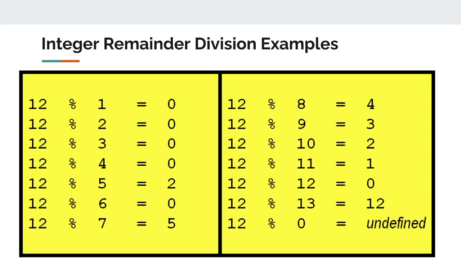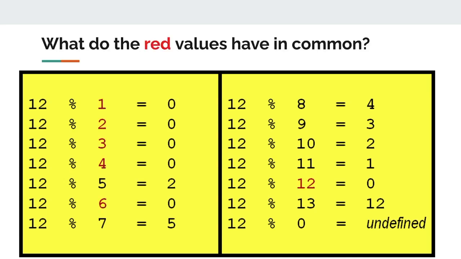Modular arithmetic, remainder division, a little bit different. We're trying to see what's left over. If I take 12 and divide it by 1, there are no parts left over. Same with 2, 3, 4, 6, and 12. Okay? What do you notice about all those numbers? They're all factors of 12. So anytime I divide a number by a factor of itself, I'll always get 0 as a remainder. Whereas something like 12 divided by 5, 5 doesn't go into 12 evenly, but there are 2 full parts left over because 5 times 2 makes 10, and 12 minus 10 makes the 2 that's left over.